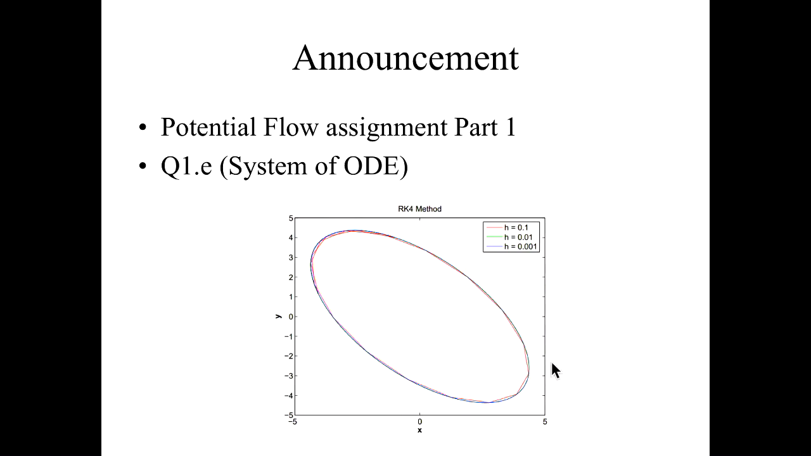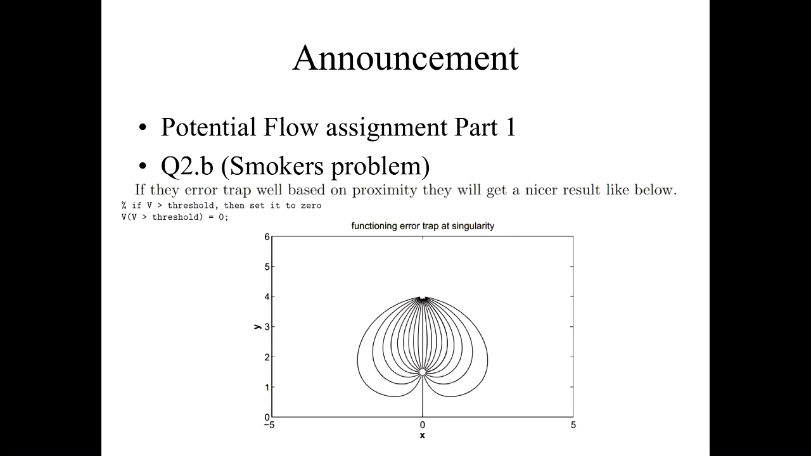If you're using an RK4 method, you should get a plot that looks like this. The legend here is quite clear. When it's red, my step size h is equal to 0.1, and blue is when it's 0.001, and so forth. So you should get something that looks like this. Everyone get something that looks like this in your plot? Or you haven't done it yet? I hope you guys have done question 1E.